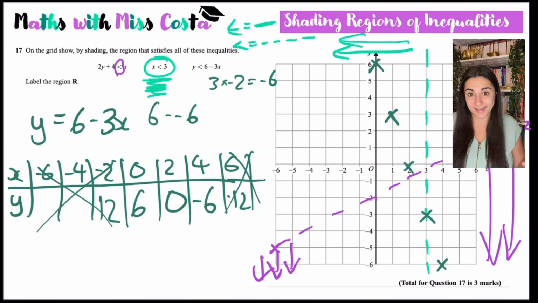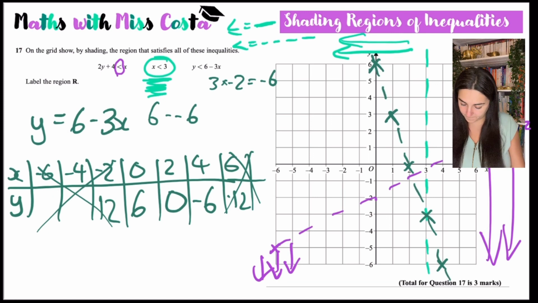Once again, it's a less than. So y is less than. So we draw a dotted line. And that's our line. So the y coordinate has to be less than this line.